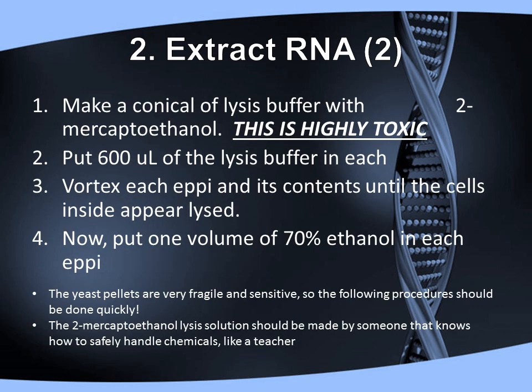Continuing, we made a conical of lysis buffer with mercaptoethanol, which is very highly toxic. We had to put 600 microliters of the lysis buffer in each of our epis. We vortexed each of the epis and its contents until the cells inside appear lysed. Then, we had to put 1 volume of 70% ethanol in each epi.